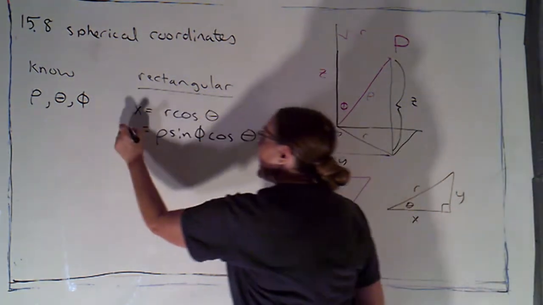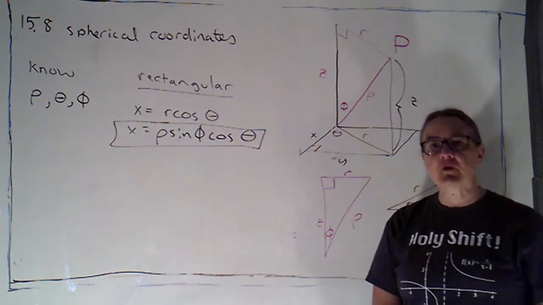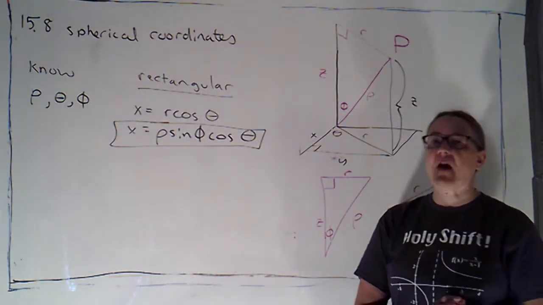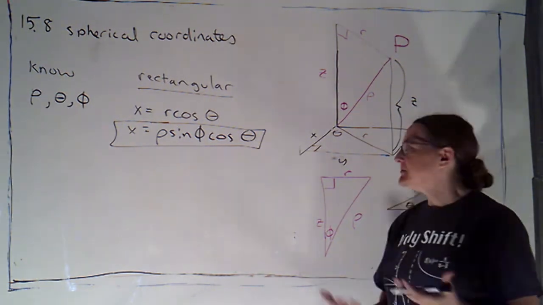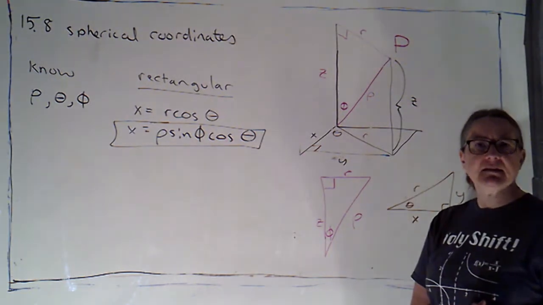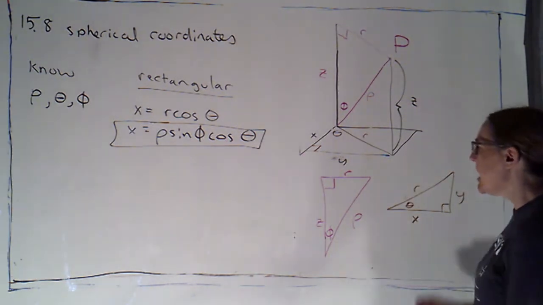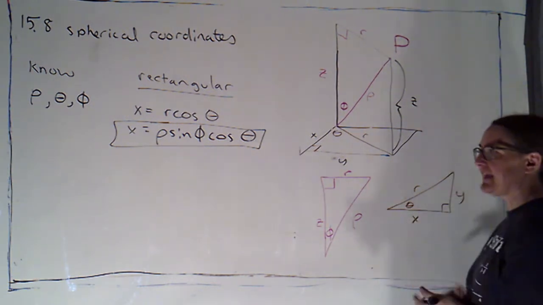Now, x being rho sine phi cosine theta is a formula I'm going to suggest that you accidentally memorize by deriving it multiple times, once a day for a while until you know it. We're going to be using it a lot. It's kind of nice to have it. Okay, but don't just create flashcards. Work through these triangles to get there.